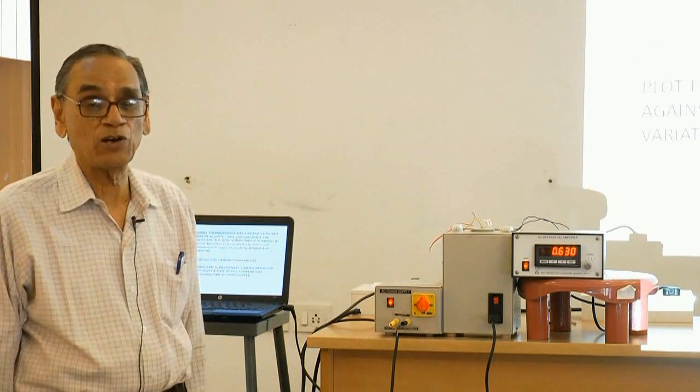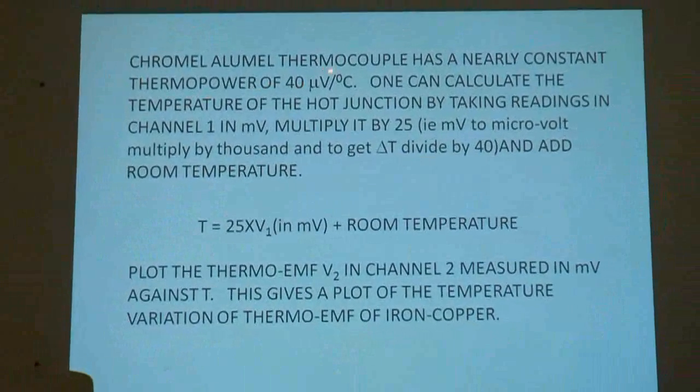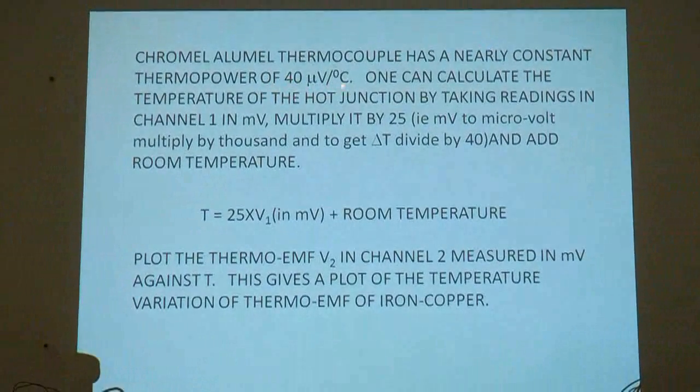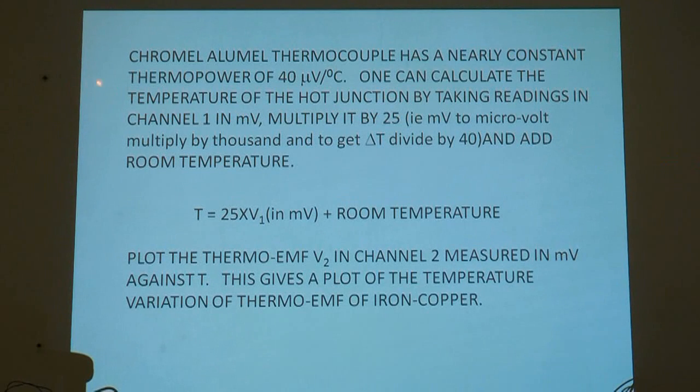The chromel alumel thermocouple is used to measure the temperature because its thermopower is constant, independent of temperature, and has a value 40 microvolts per degree centigrade. So, if in channel 1 you have a voltage V millivolts, you multiply it by 1000 to convert to microvolts and divide it by 40 to get the excess temperature above room temperature.